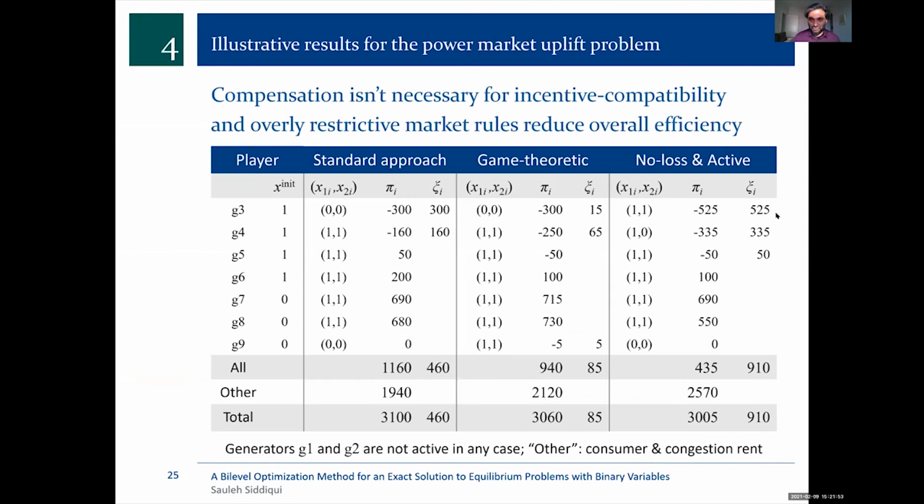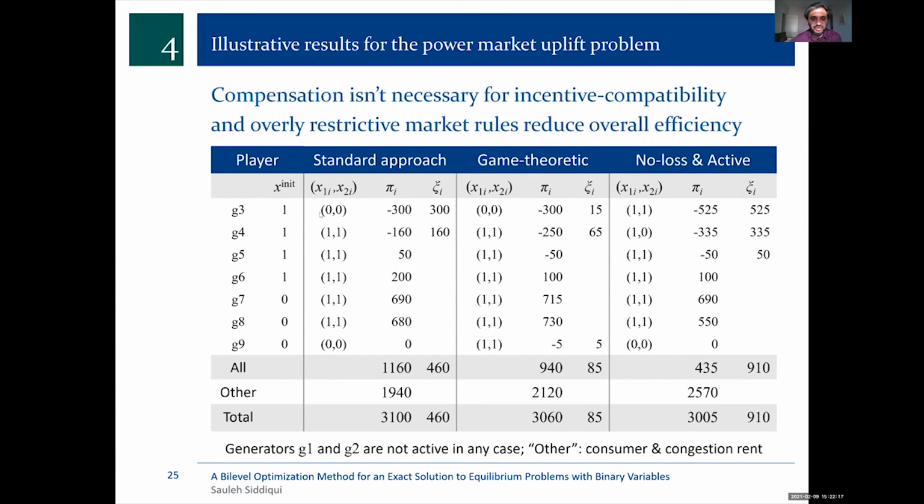So let me go through these solutions with you. And the best way to read this is from left to right. So first, the first 2 generators, you can forget them because they're not active in any case. So they remain turned off. So generator 3 to 9, initially, generator 3 to 6 is turned on and generator 7 to 9 is turned off.